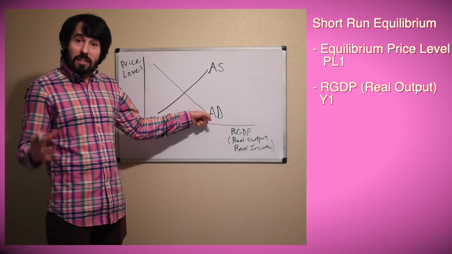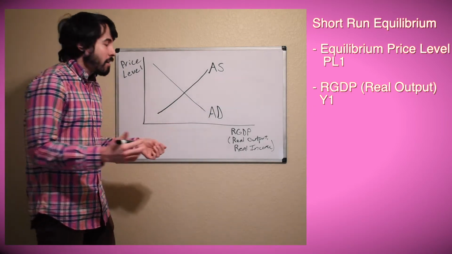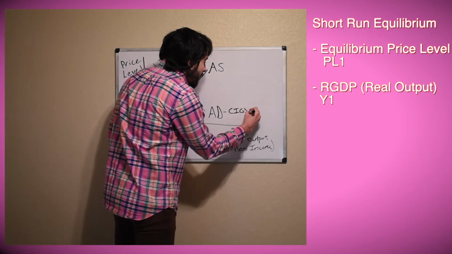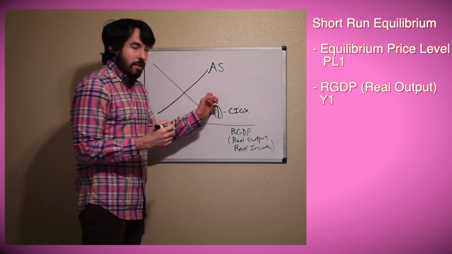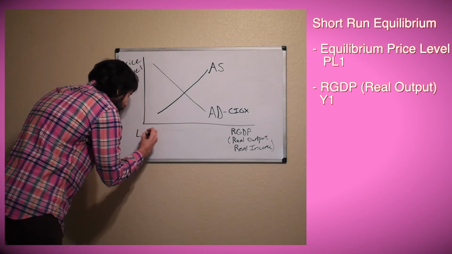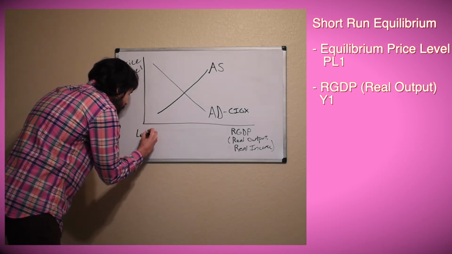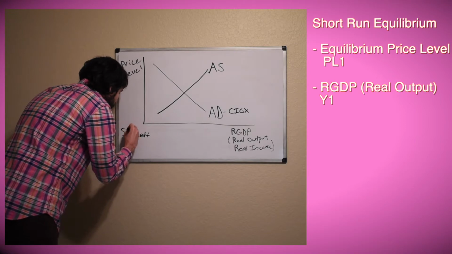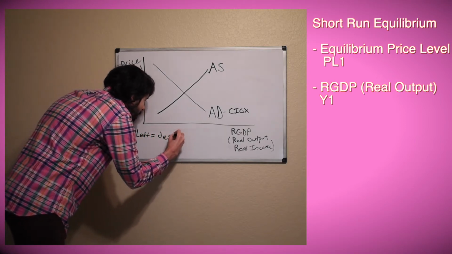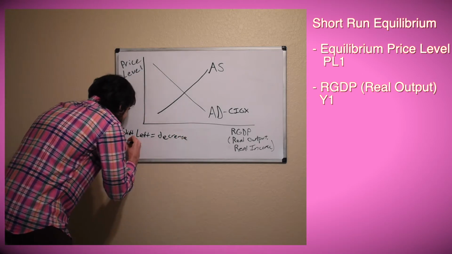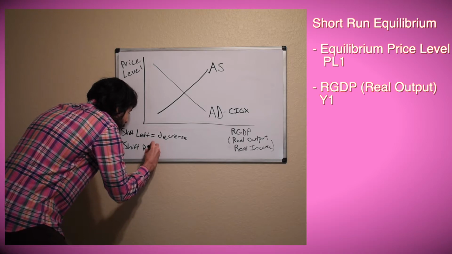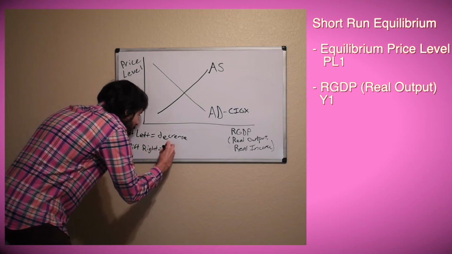Aggregate demand is everything that is bought in an economy in a year. So again, CIGX. Aggregate supply is everything that's made in an economy in a given year. And we also need to keep in mind a shift to the left. Shift left is a decrease. Shift right is an increase.